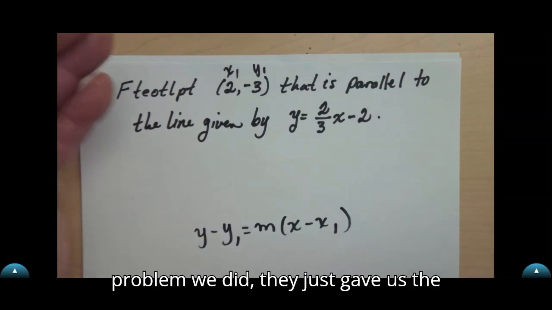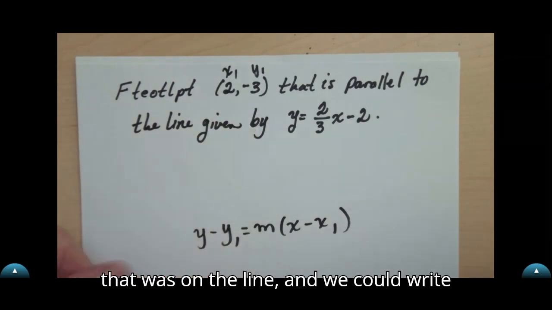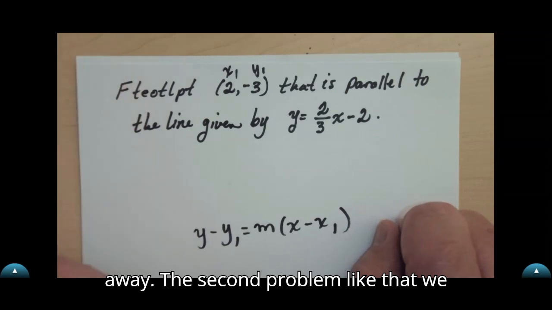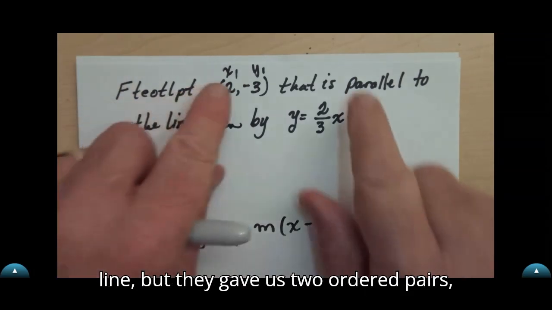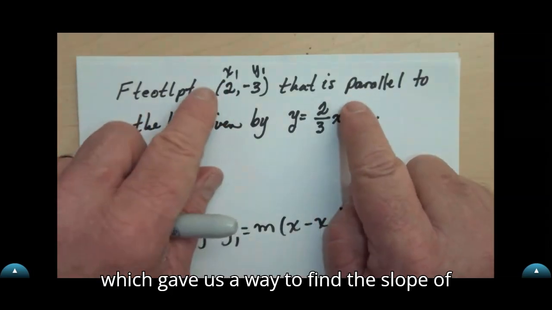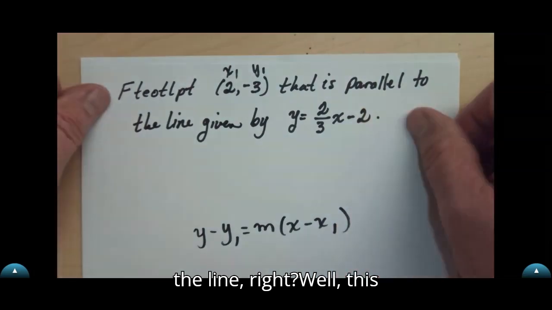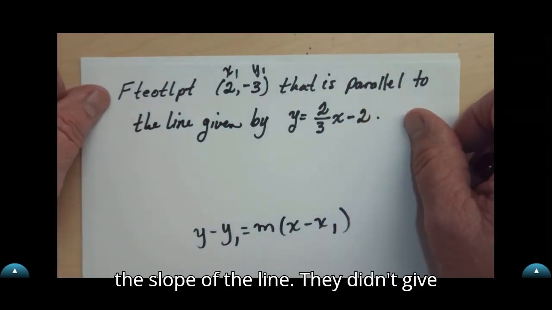So this is what you got to see. That first problem we did, they just gave us the slope of our line and gave us one point that was on the line. And we could write the equation in point slope form right away. The second problem like that we did, they didn't give us the slope of the line, but they gave us 2 ordered pairs, which gave us a way to find the slope of the line, right? Well, this time, technically, they did not give us the slope of the line.